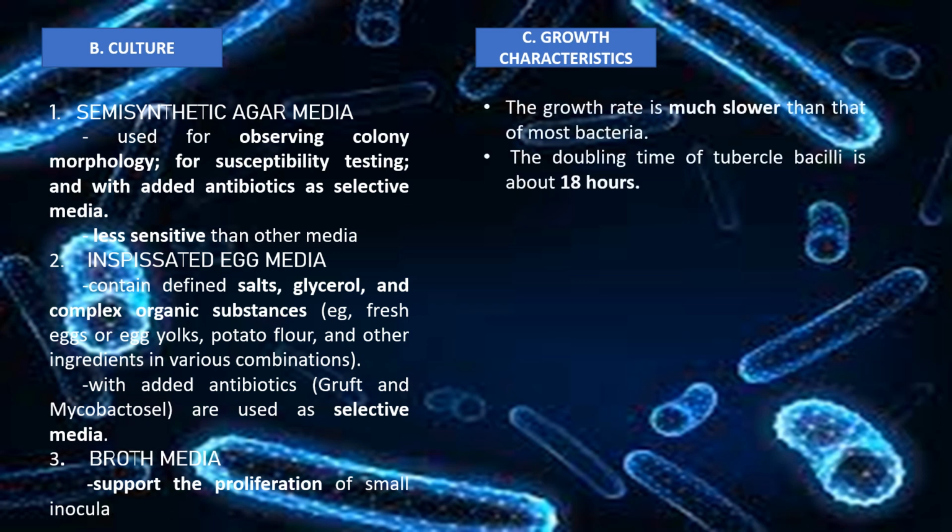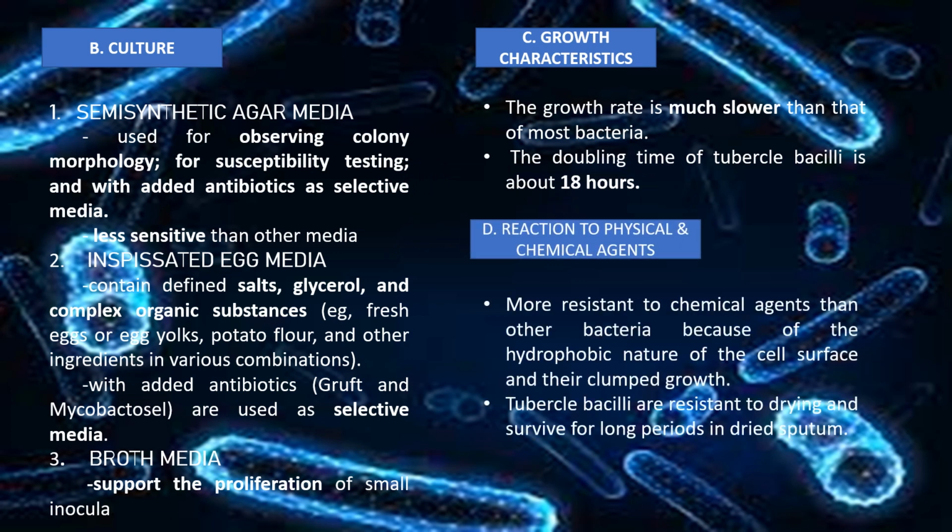For growth characteristics, the growth rate is much slower than that of most bacteria. The doubling time of tubercle bacilli is about 18 hours. For reaction to physical and chemical agents, they are more resistant to chemical agents than other bacteria because of the hydrophobic nature of the cell surface and their clump growth. Tubercle bacilli are resistant to drying and survive for long periods in dried sputum.